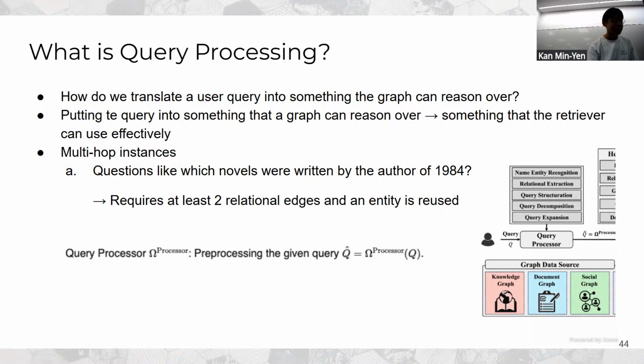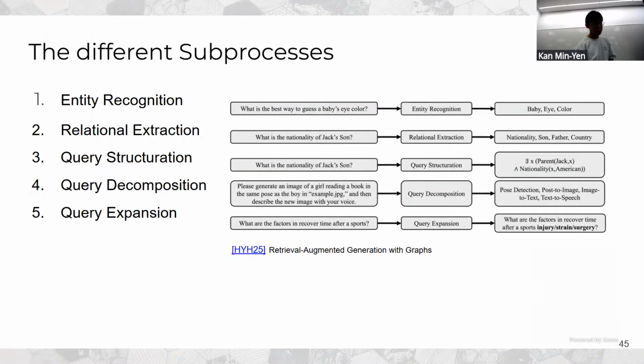So for example, this is relevant in situations, and to me, the one that screams out the most is multi-hop instances. For example, which novels are written by the author of 1984. There's a book, there's the novels, and a lot of information that potentially might come from many different sources. So we need to figure out how we're going to put that information inside the graph. In general, the review paper divides it into 5 different subprocesses, starting with entity recognition, relational extraction, query structuration, query decomposition, and query expansion.